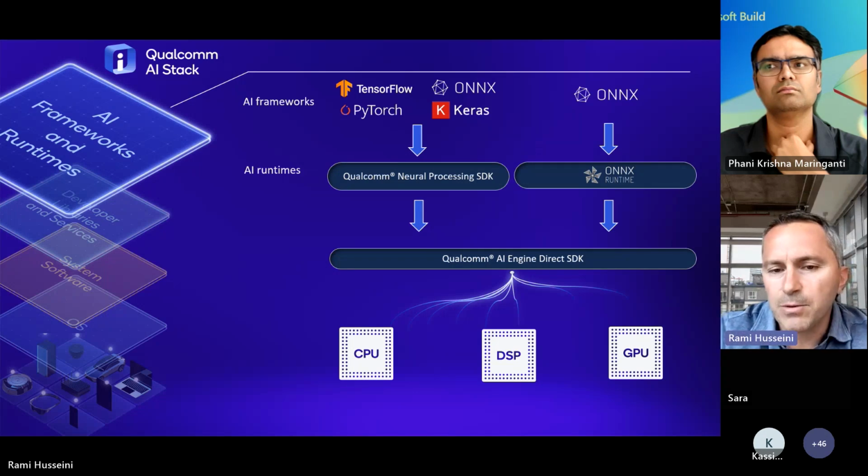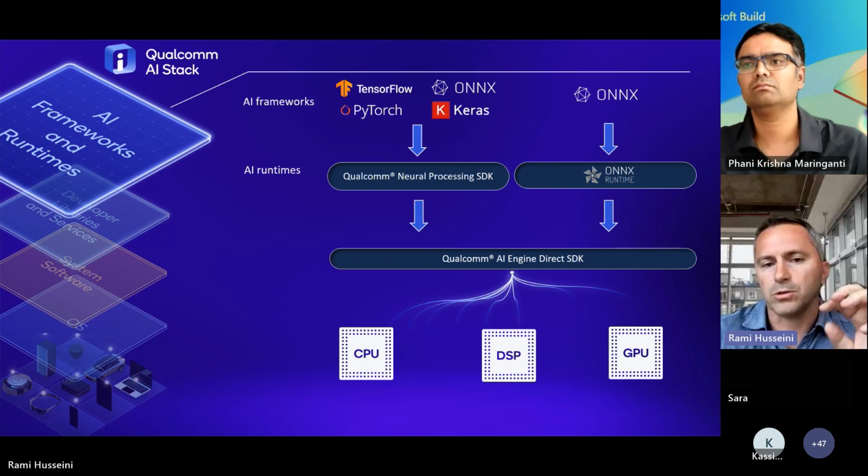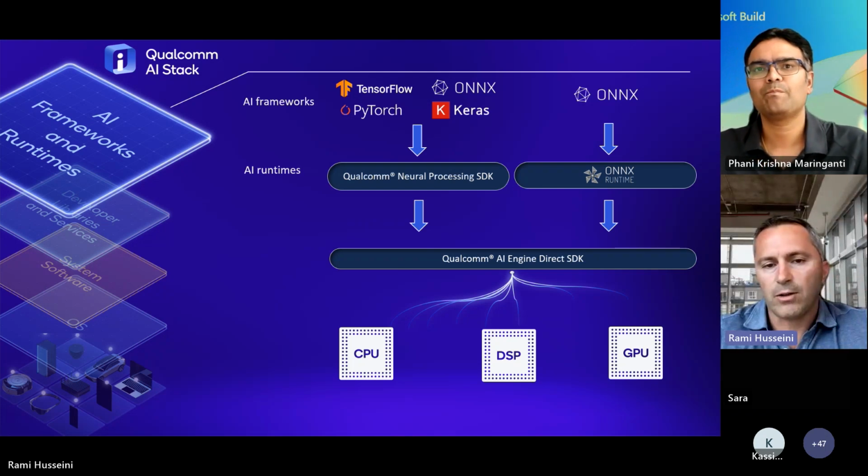How do you develop for the AI engine? The way you develop for it is really two paths. On the left side, you have your traditional AI frameworks, whether your models are currently based on TensorFlow or PyTorch or Keras or ONNX. You can go down the Qualcomm SDK path, the Neural Processing SDK path, and then access the DSP, which is our Hexagon DSP. So that's how you can get a path down to our Hexagon DSP.